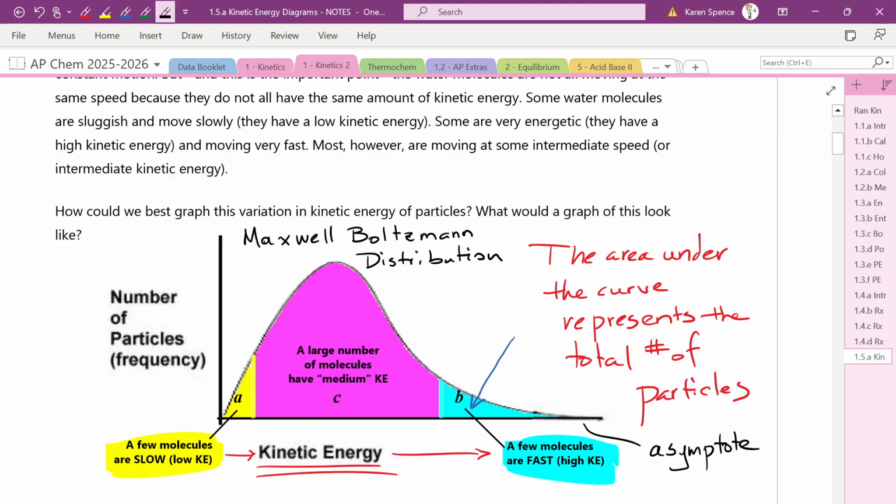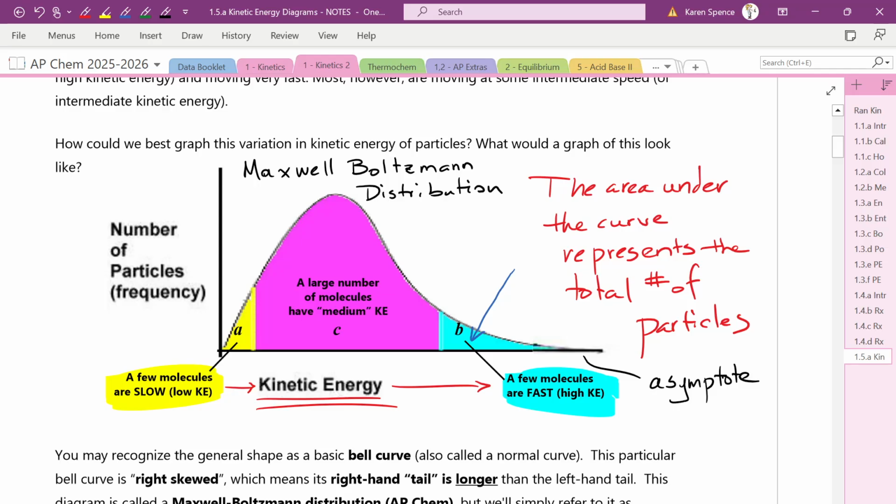Is there a P in that? Or is it just asymptote? There's a P? Okay, good. Thank you. I thought so, and then I had a brain.